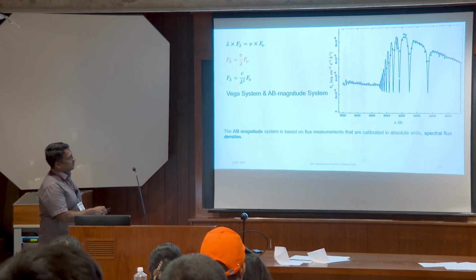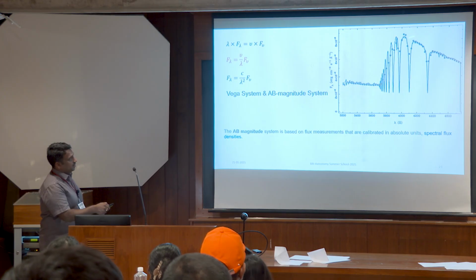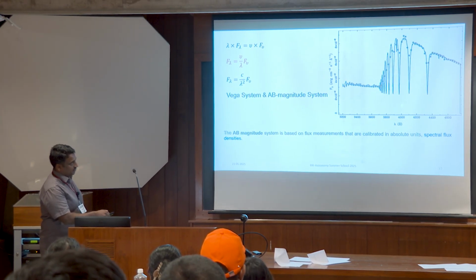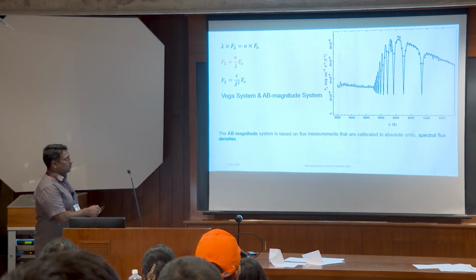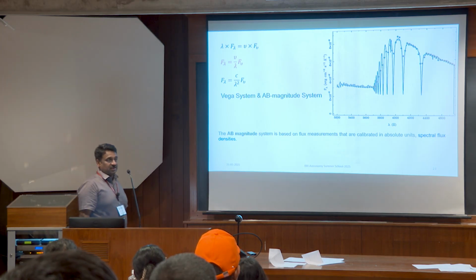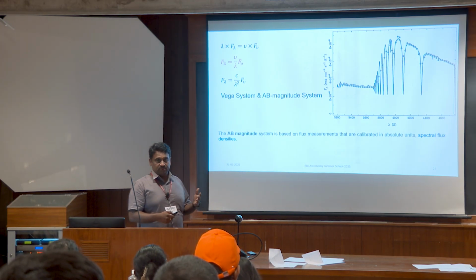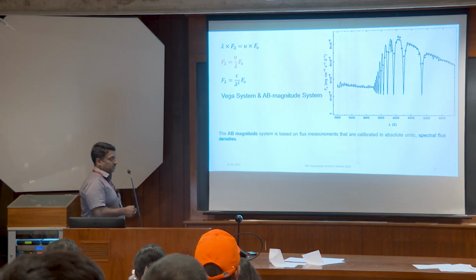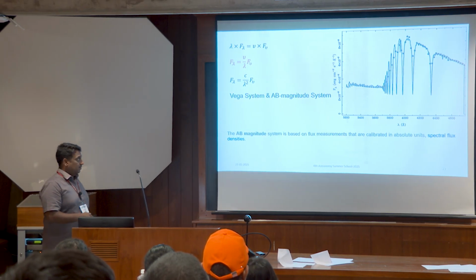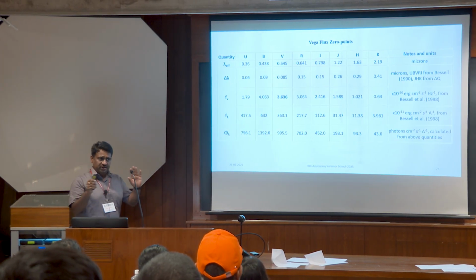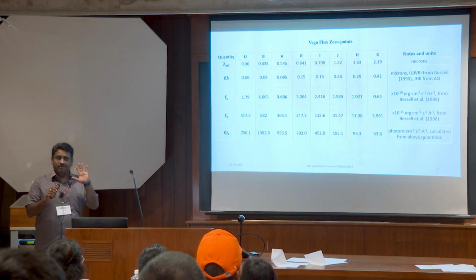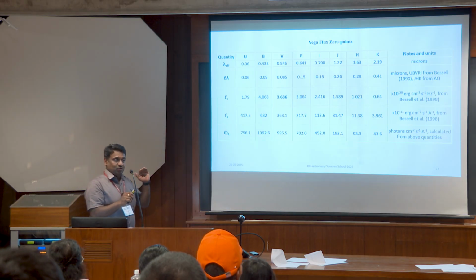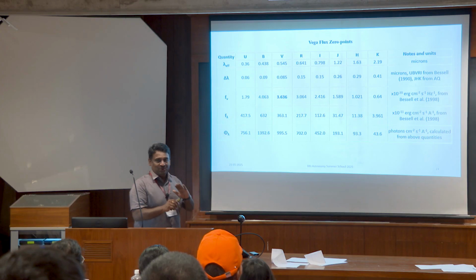Okay, so this is basically the Vega spectrum. You take the flux at various wavelengths and you can calibrate. Based on this flux, this will be your 0 point. You can even have an absolute system. Don't worry, if the terms are sticking in your mind, that itself is good enough. You can read about it.